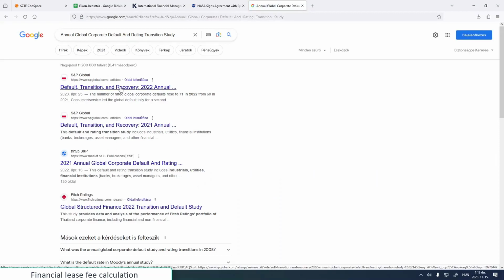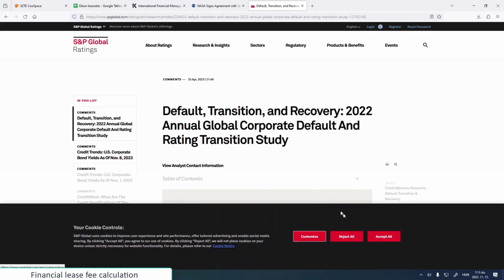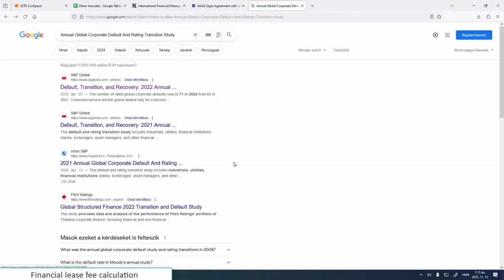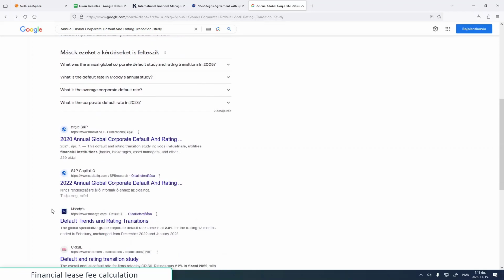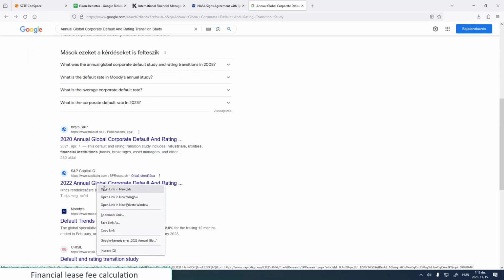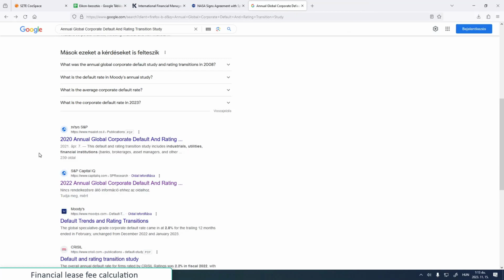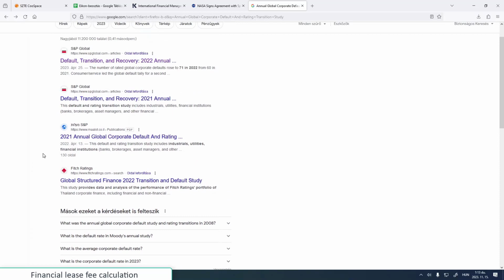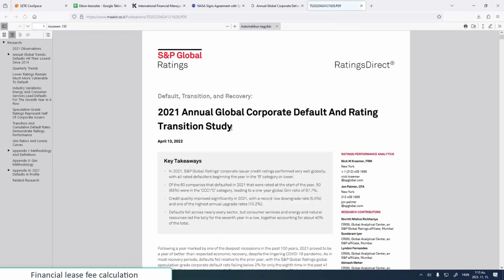They are always publishing it from the last year, and luckily it's always available if we are registering, so not this website. No, not this one. This is only from 2020. 21. Then we should use the 2021.